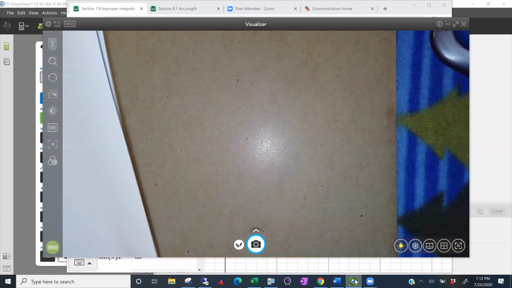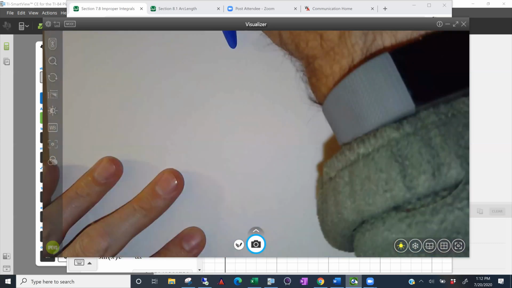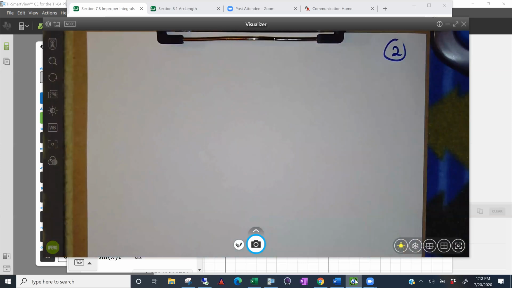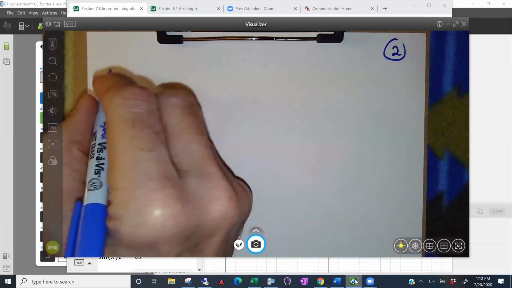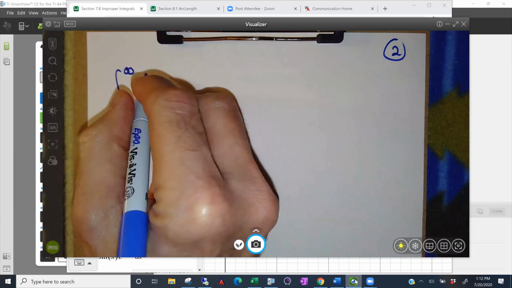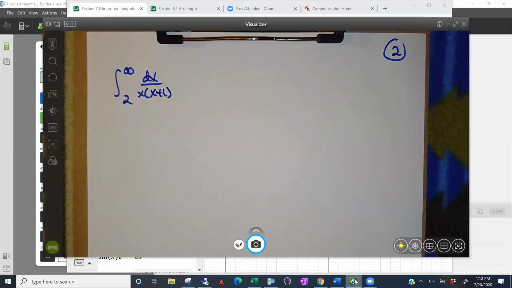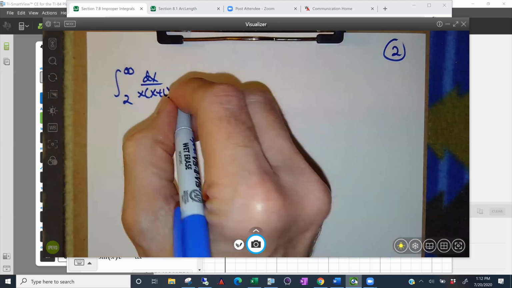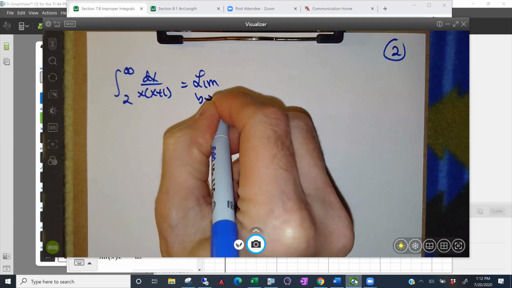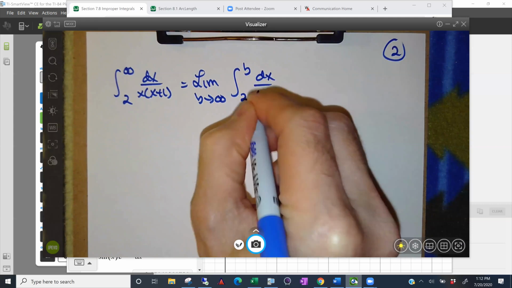So the nice thing that I can do here is throw in some review of sorts. For instance, this next problem is going to review a little bit of your work with partial fractions. And I'm not sure exactly how much detail you want here. The integral from 2 to infinity of dx over x times x plus 1, like that. Now, because it's an improper integral, you should start with this limit as b approaches infinity of the integral from 2 to b of dx over x times x plus 1.